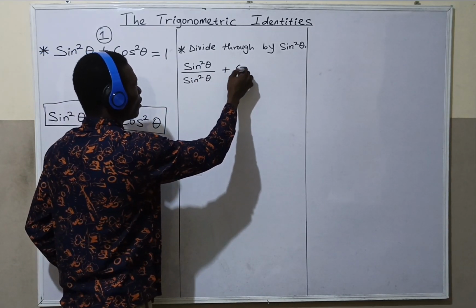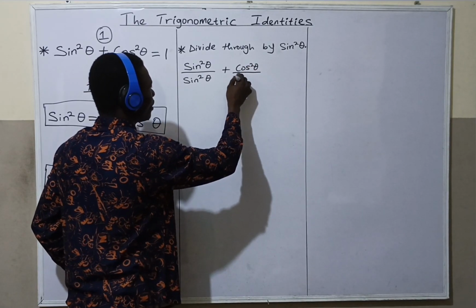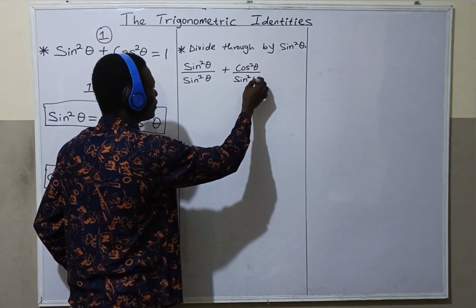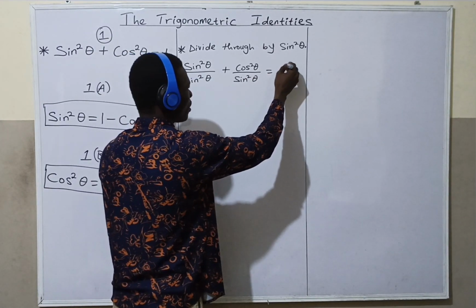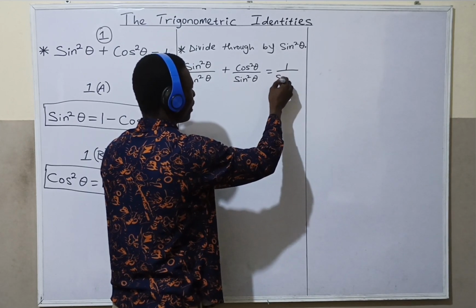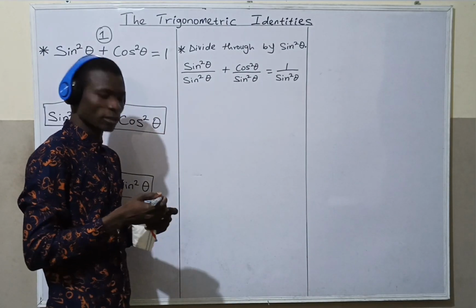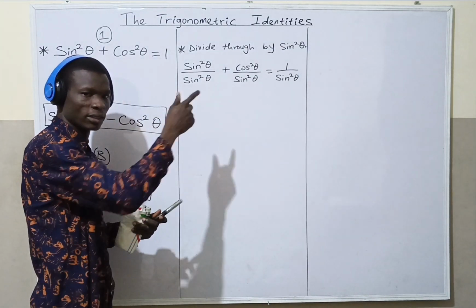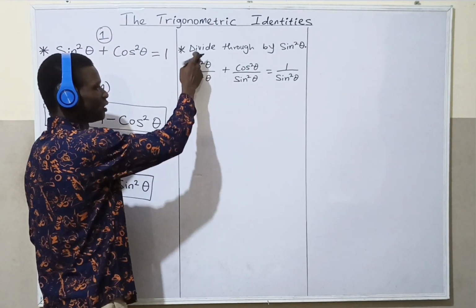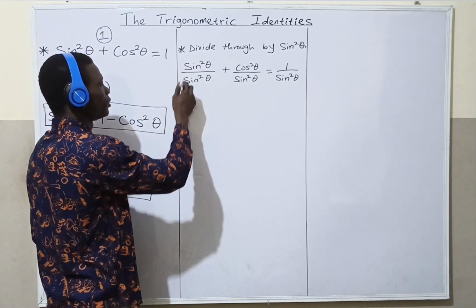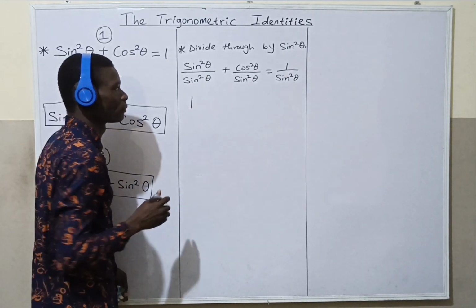plus cos² theta also divided by sin² theta, and that's going to be equal to, after the equal sign, 1 also divided by sin² theta. Make a reference to the previous video that I did; we'll be seeing how some of this will be coming up. So sin² theta divided by sin² theta, of course these are 1 and the same, so that's going to be 1.